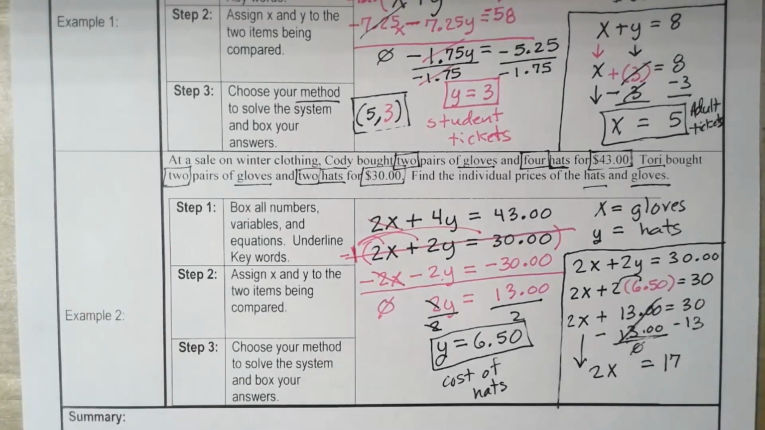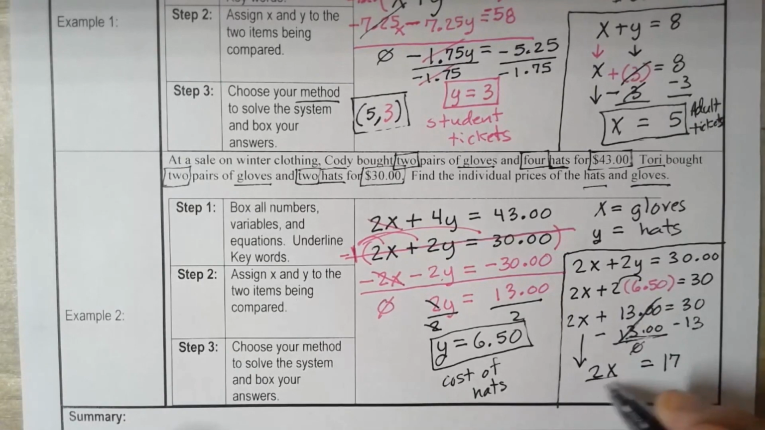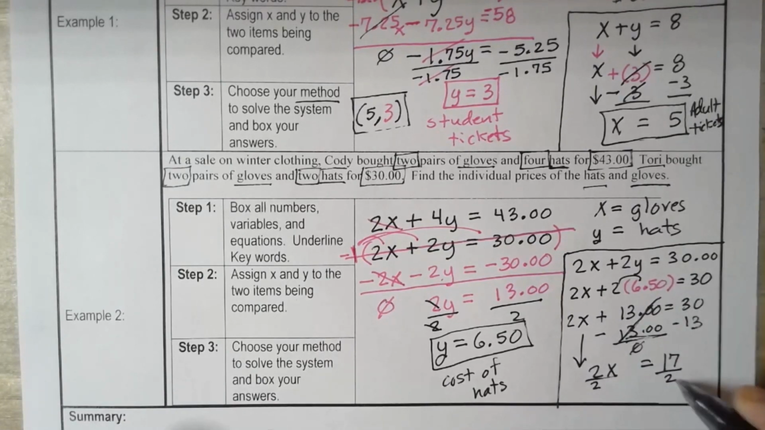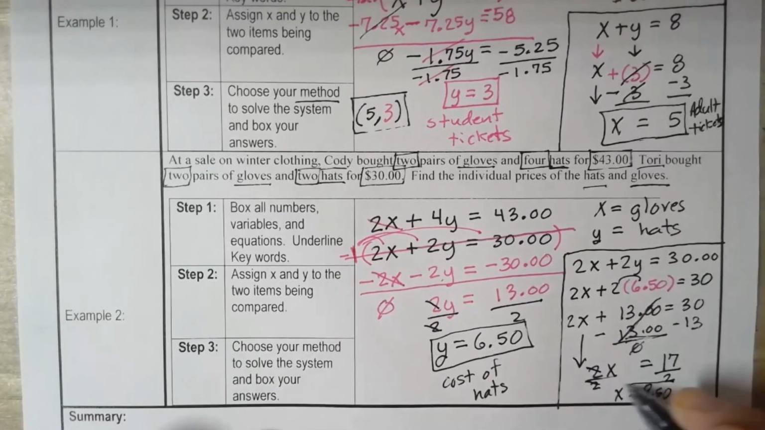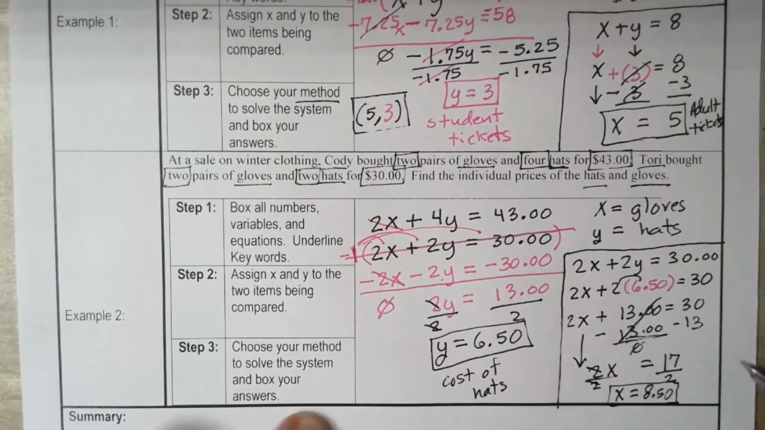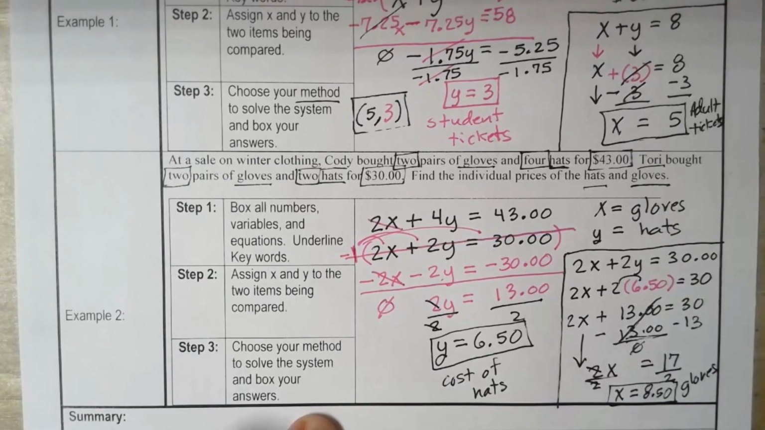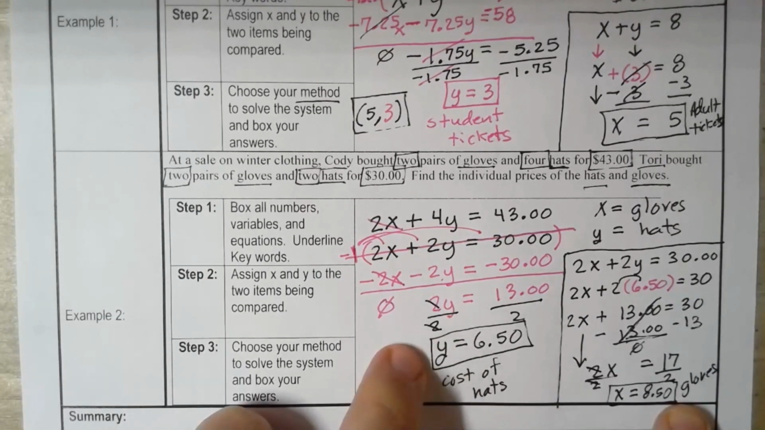And then what I want to do is divide by my coefficient of 2. That cancels out, and we end up with x is equal to, and it looks like 2 times 8 is 16, so it's going to be $8.50. So I'm going to box my answer. So that means gloves cost $8.50. I think that's kind of odd. It looks like gloves are more expensive than hats, but that's the cost of them.